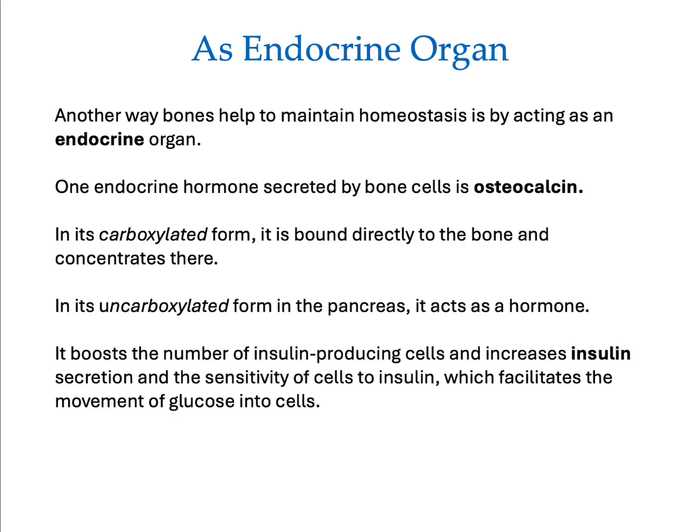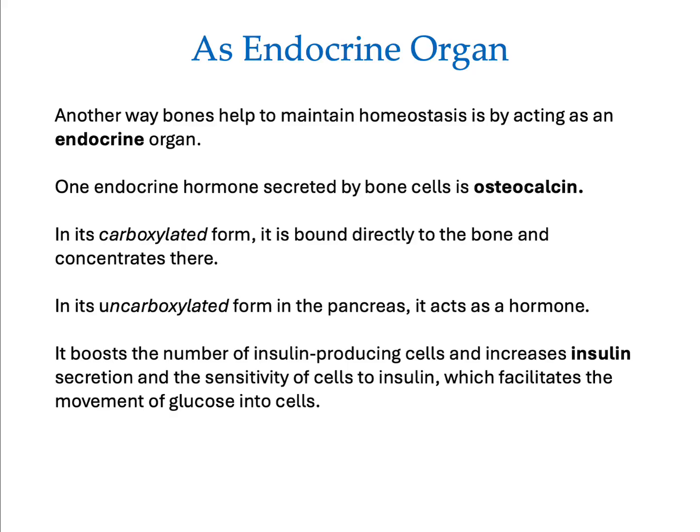Bones also act as an endocrine organ. One endocrine hormone secreted by bone cells is osteocalcin. We haven't talked about hormones much, but if we look at the word endocrine, endo means inside, and so these hormones are secreted inside the body, into the blood. There are also exocrine hormones, and exocrine hormones are secreted onto surfaces, like your skin.